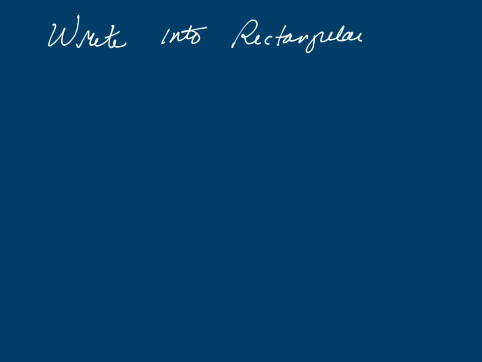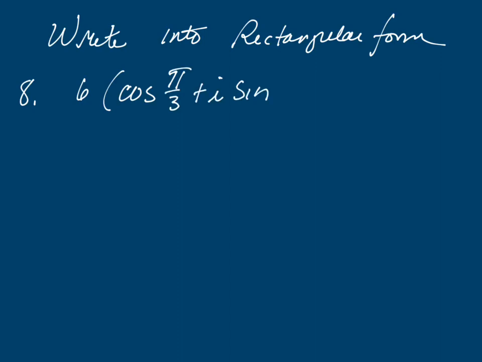The next problems want us to write in rectangular form. So we have polar form of an equation, and we just want to have it in rectangular form. So number 8 is 6 times the cosine of pi over 3 plus I times the sine of pi over 3.